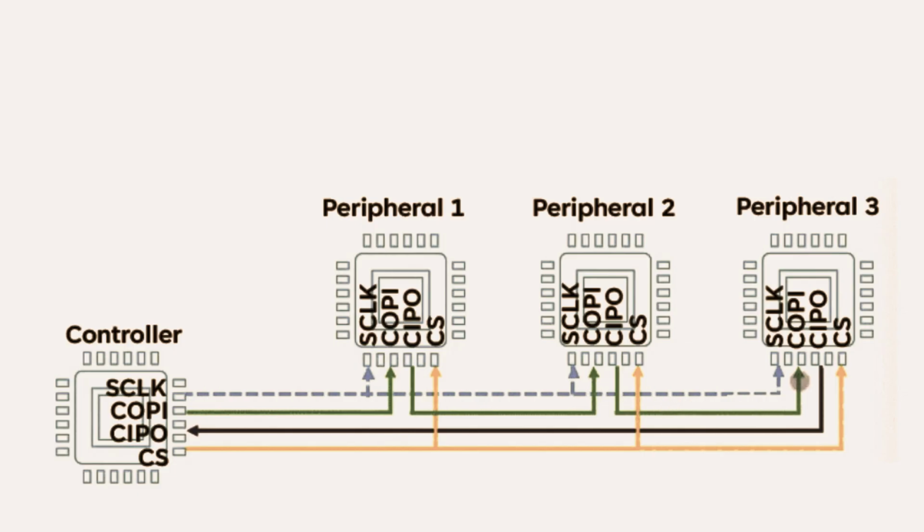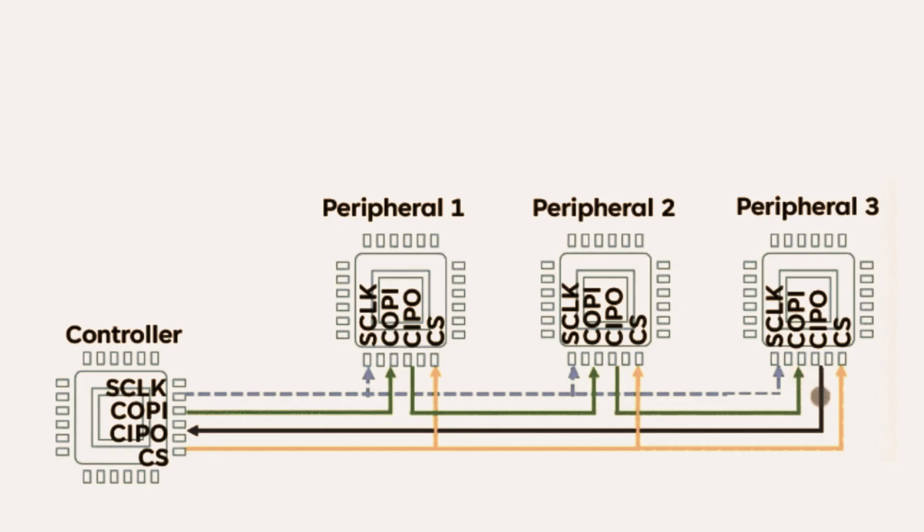The master sends, say, 3 bytes of data if there are 3 devices. The first byte goes into the first device. When the second byte is sent, the first device shifts its original contents out on its MISO, which is connected to the second device's MOSI, and takes in the second byte. This continues down the line.